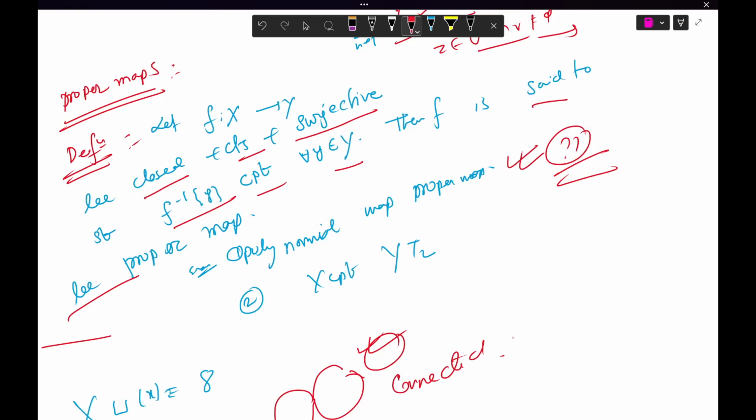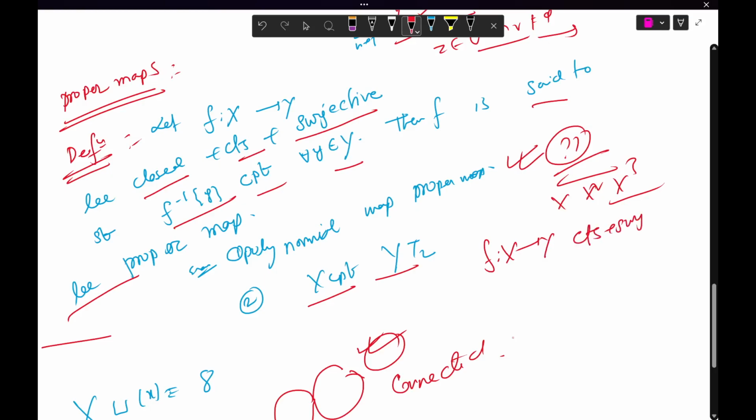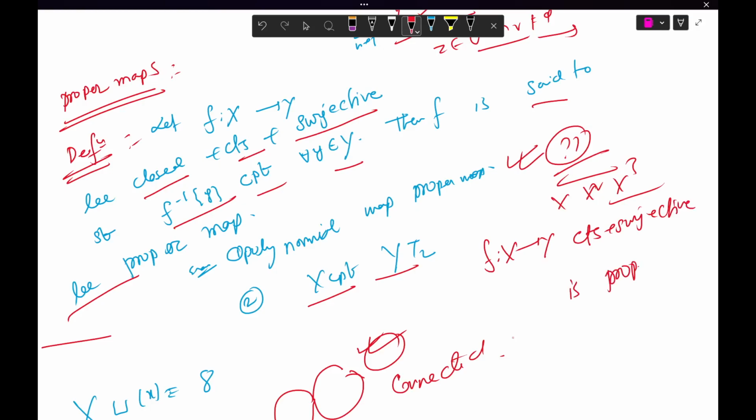I hope you understand why it is obvious, because a polynomial map like x, x squared, x cubed is a closed map, correct? And the inverse of a compact set is compact, obviously. So a polynomial is a proper map. Similarly, if X is compact and Y is Hausdorff, then any continuous surjective map f from X to Y is a proper map.